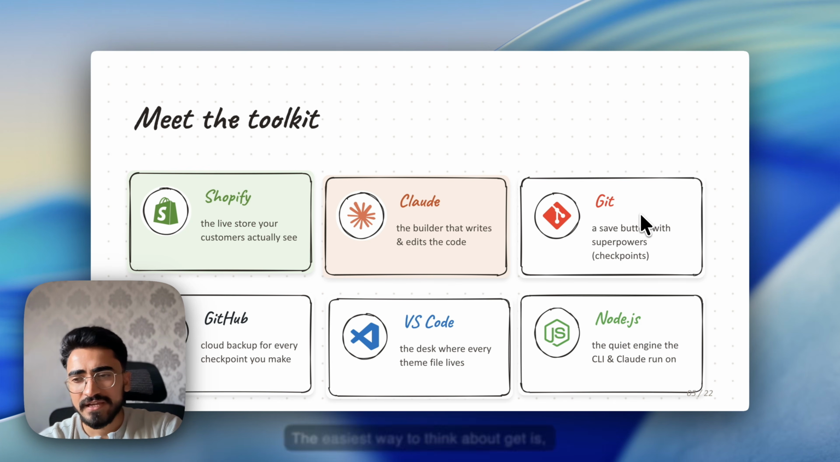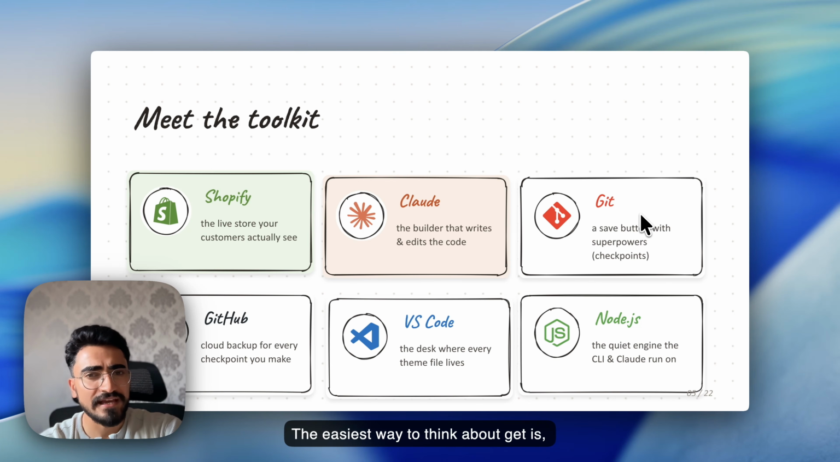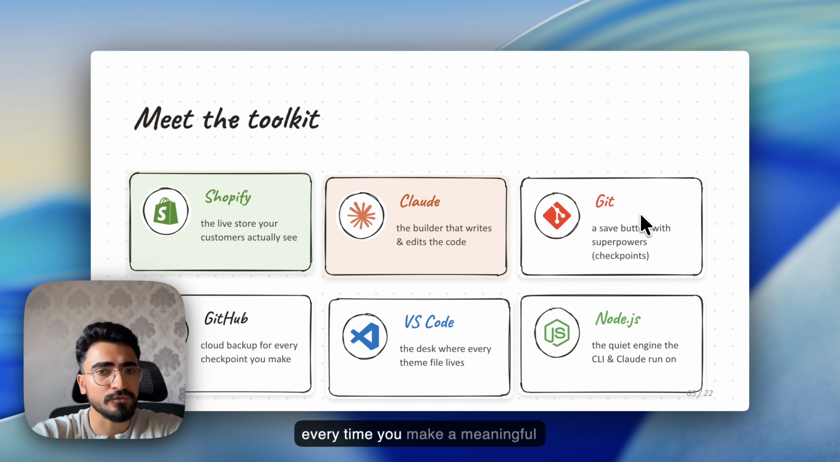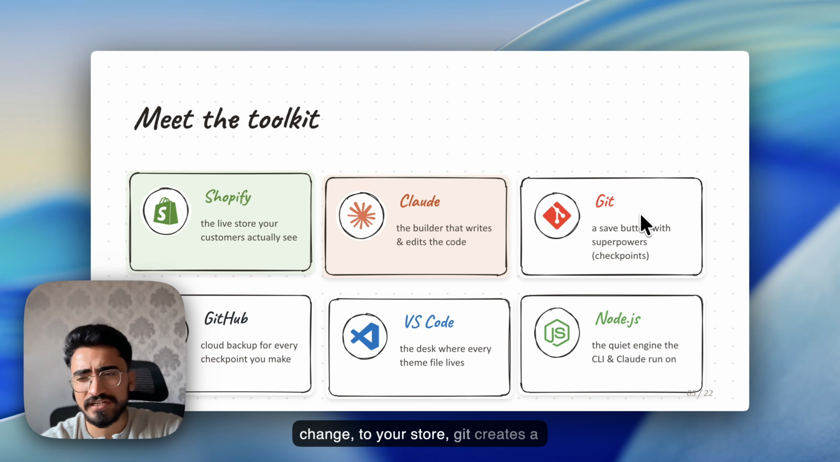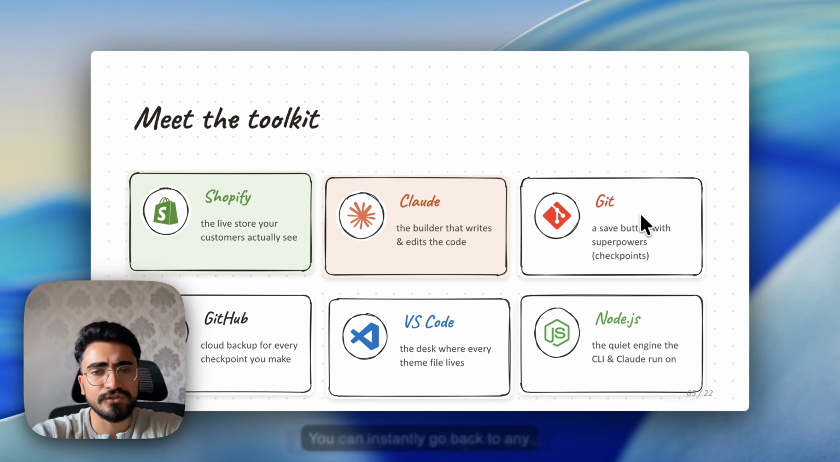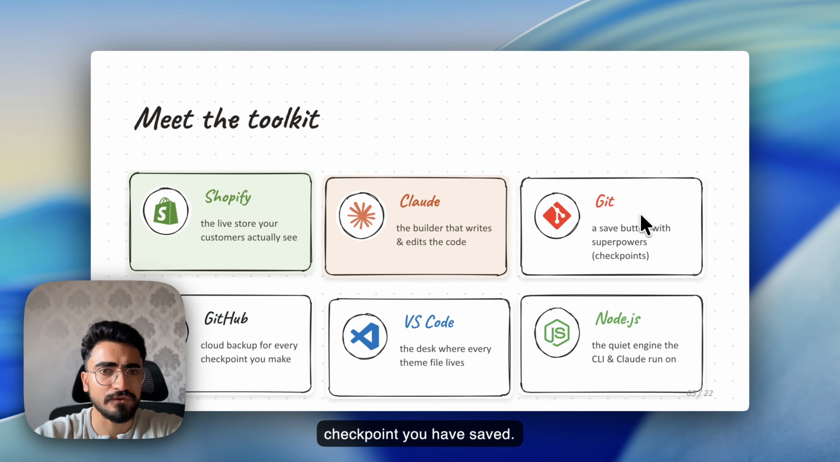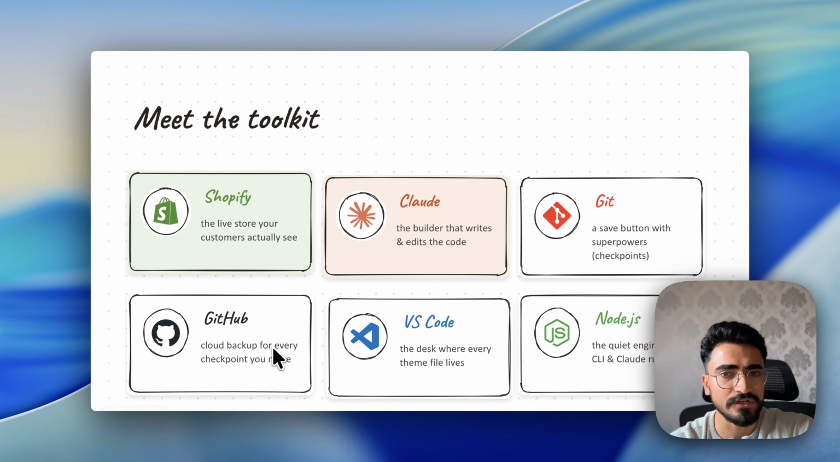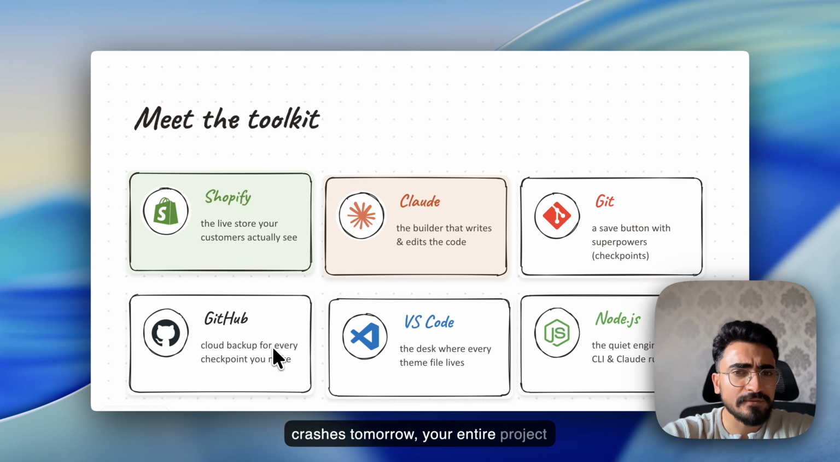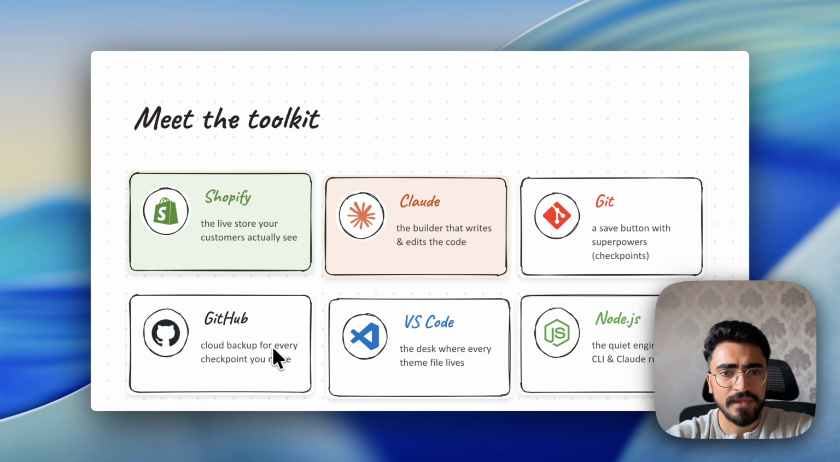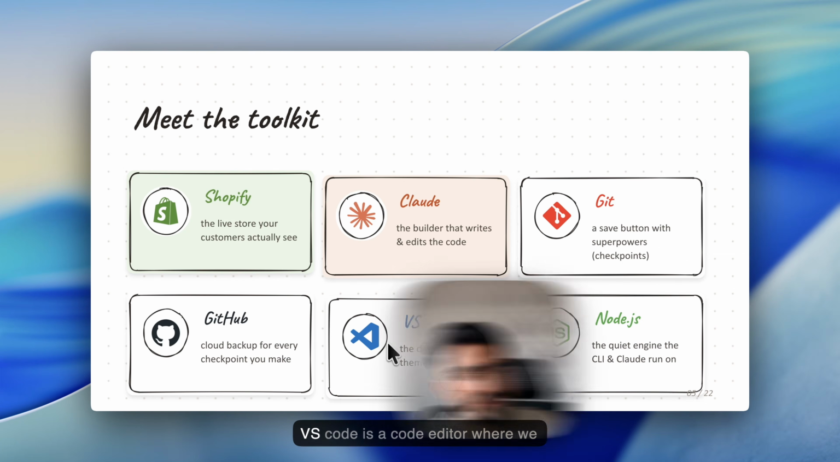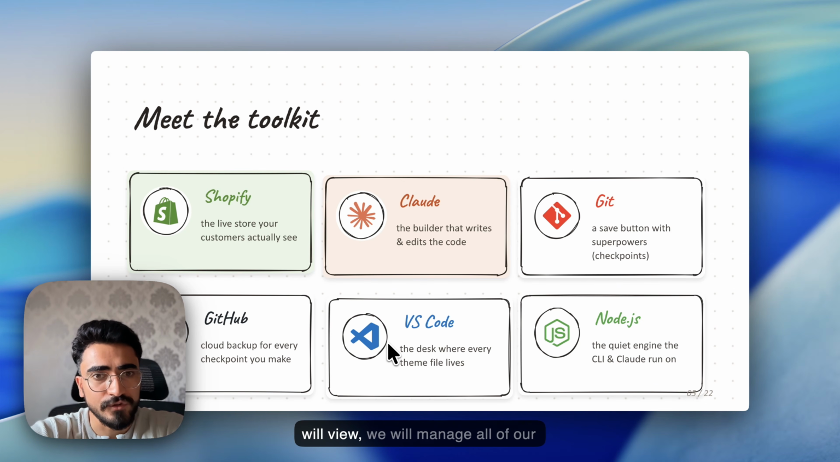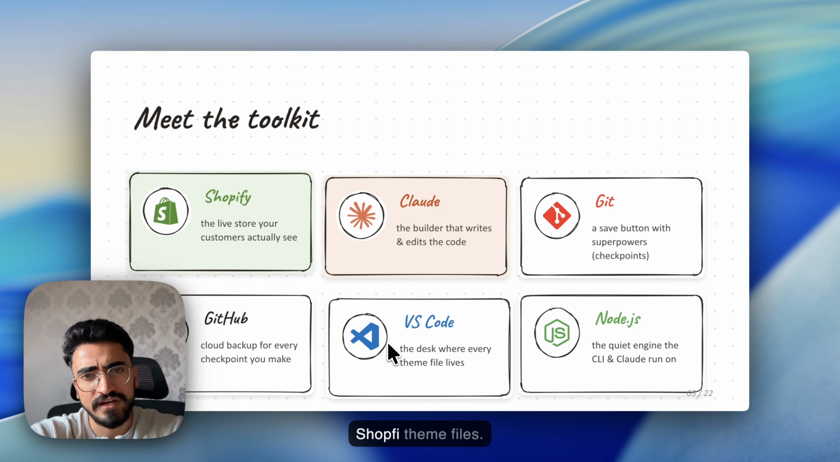Then we have Git. The easiest way to think about Git is as a save button with superpowers. Every time you make a meaningful change to your store, Git creates a checkpoint. If something breaks or you want to undo a change in future, you can instantly go back to any checkpoint you have saved. After that, we have GitHub. GitHub is simply a cloud backup of all those Git checkpoints. For example, if your computer crashes tomorrow, your entire project is still safely stored online. Then we will be using VS Code. VS Code is a code editor where we will manage all of our Shopify theme files.